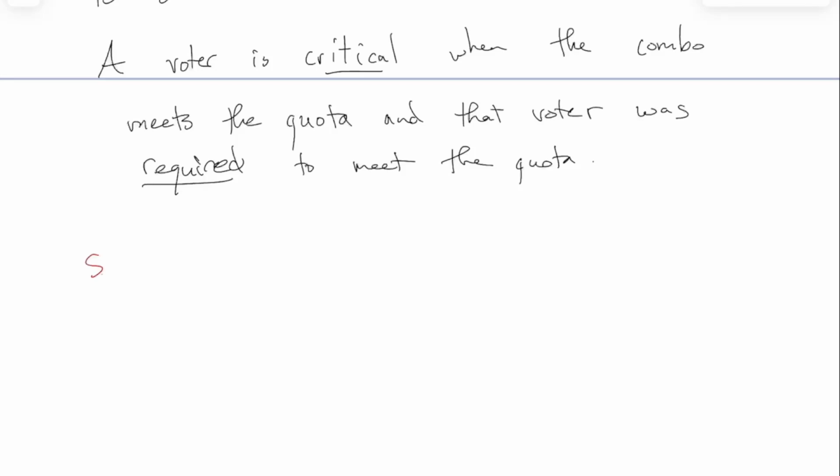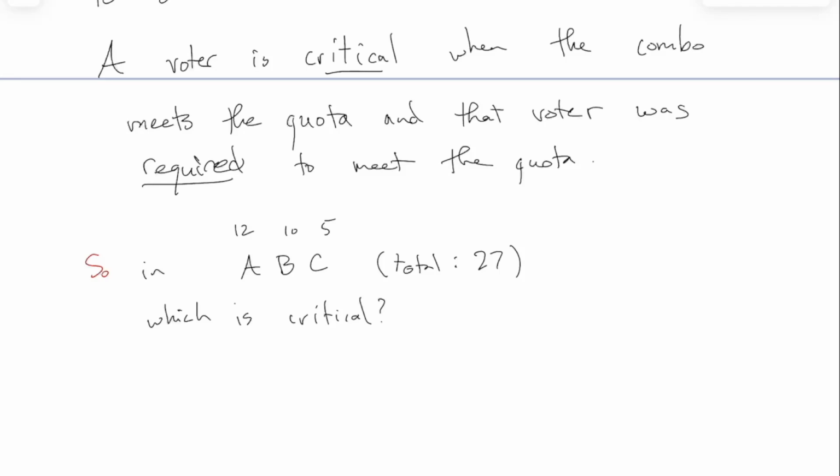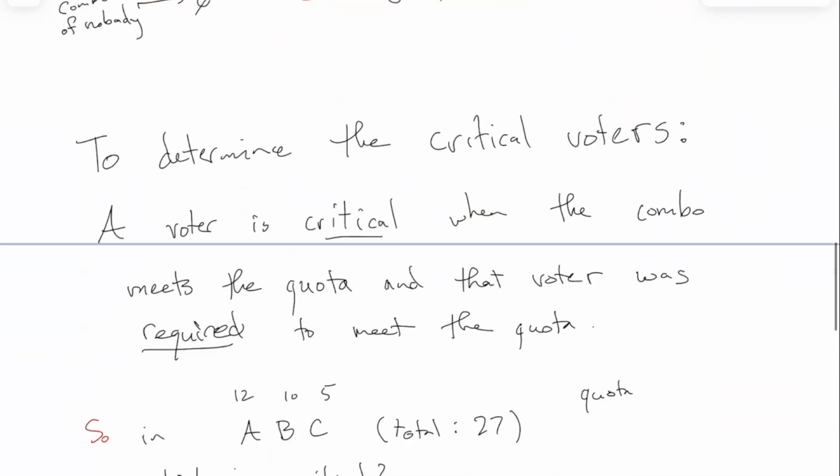So, for example, I'm still red. In the combination A, B, C, the total, the first row of that chart, was 27. Which is critical? I will refresh your memory. The weights here were 12, 10, and 5. Which of them is critical? And the quota is, it's all up there, 16.